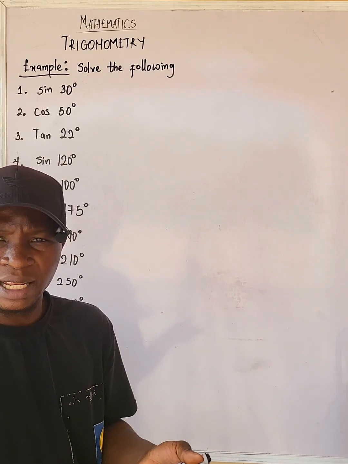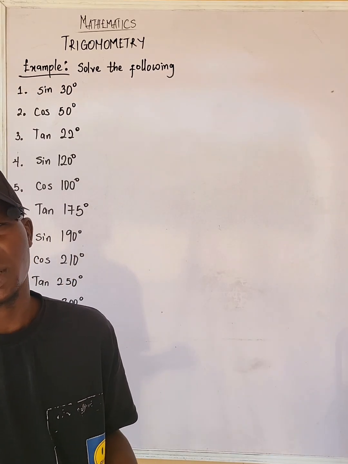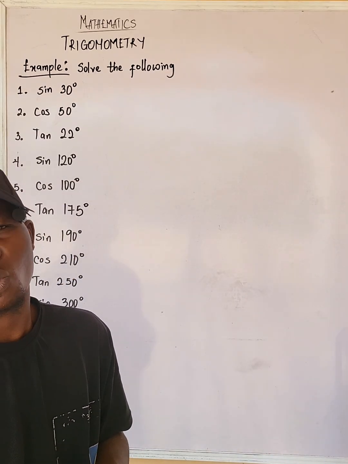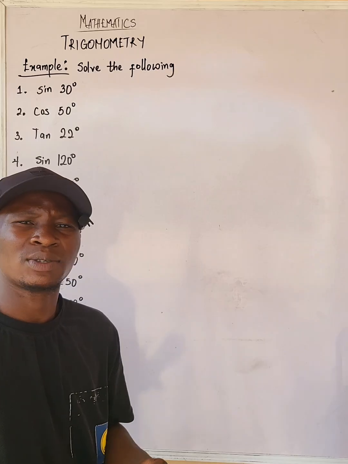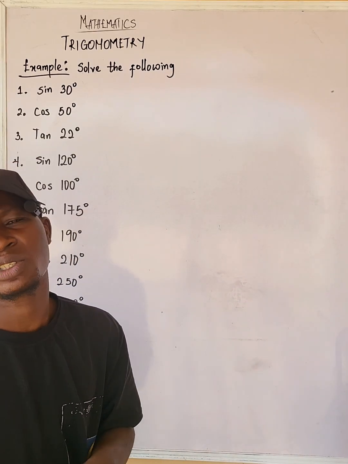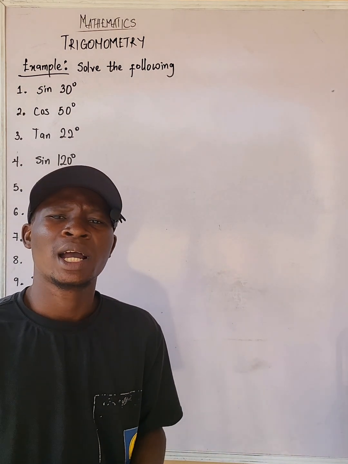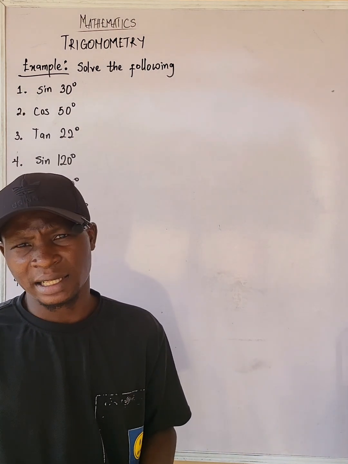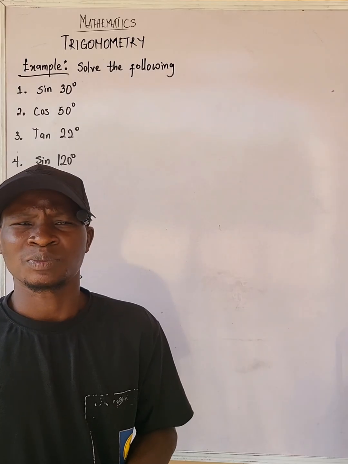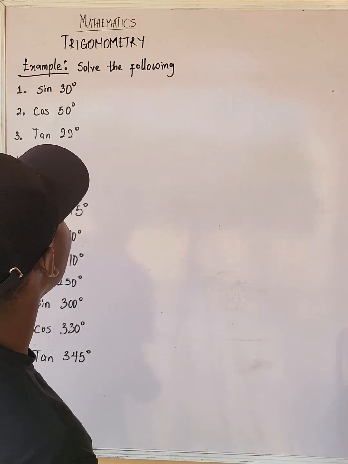And how do you get the angle in the second quadrant? You say 180 minus that angle. On the third quadrant, you say that angle minus 180. The third quadrant is any angle between 180 and 270. On the fourth quadrant, any angle that falls between 270 degrees and 360 degrees. And how do you get the angle? You say 360 degrees minus that angle.